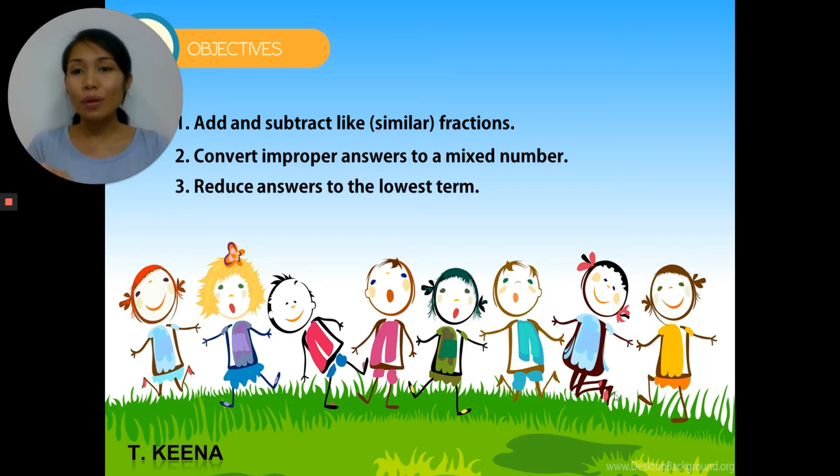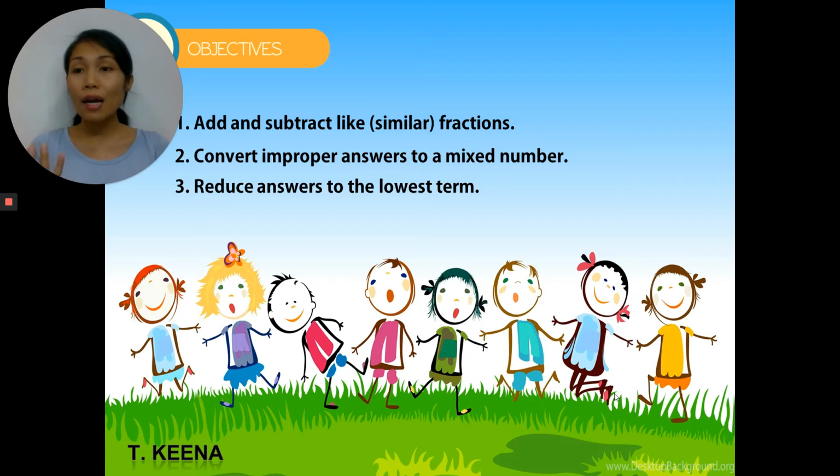All right, the second objective is we will also learn how to convert improper answers to a mixed number, and how to reduce answers to the lowest term. If your answer is an improper fraction, you should always convert it to a mixed number, because we cannot accept improper fraction answers. The best answer is to change it to a mixed number to get your final answer.